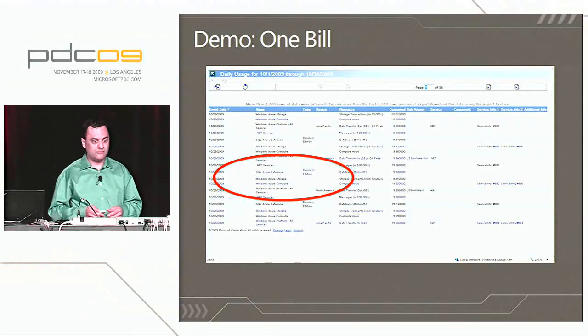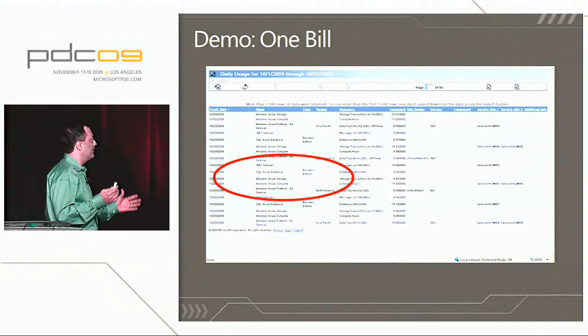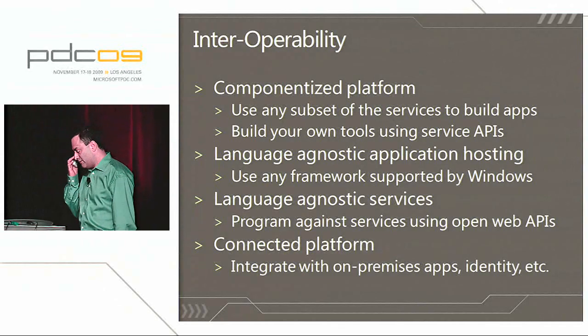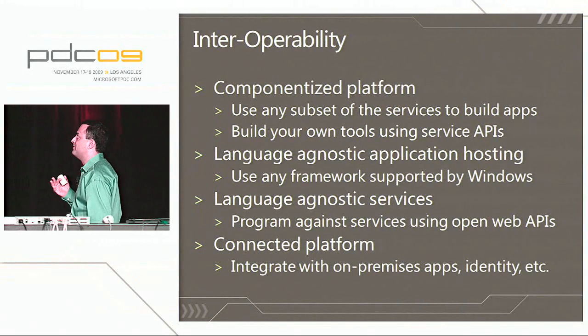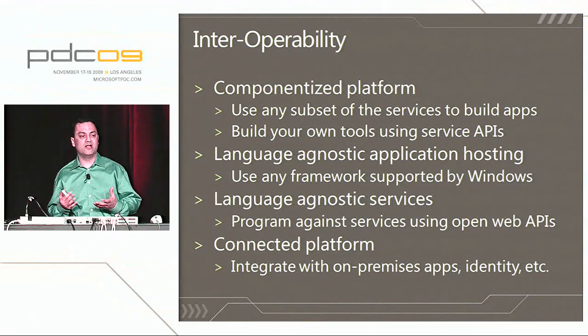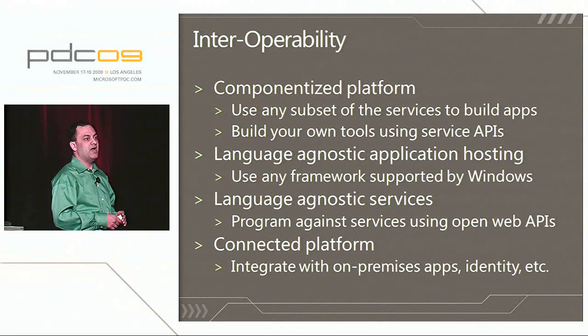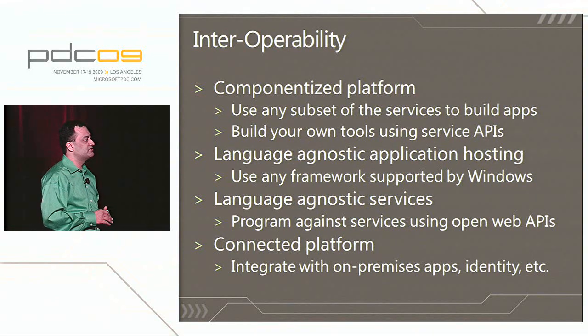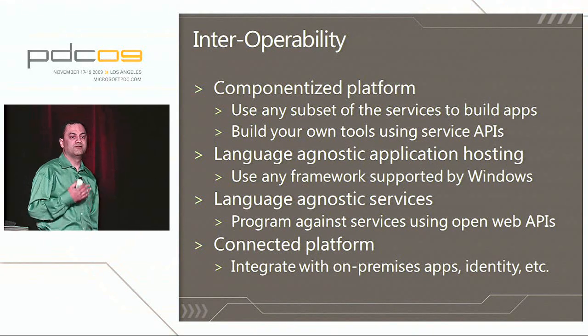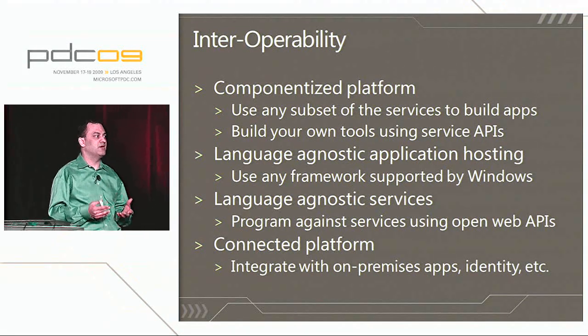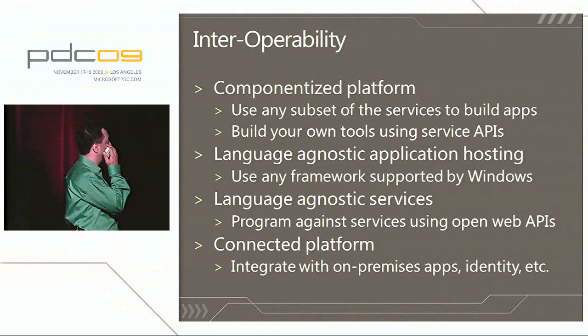Okay, so that was a little demonstration of how the platform all comes together. The final principle that I want to stress was interoperability. As I said, this is not a monolithic platform. It comprises these different services that you can mix and match. You can use any subset of these services. Also, we have APIs on all these things, so you can build your own tooling. For instance, the service management has APIs on it, so you can build your own service management tools.